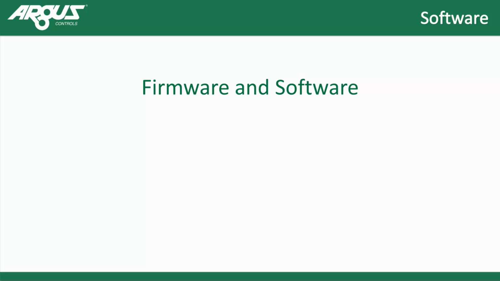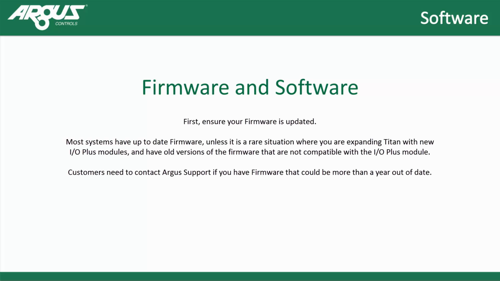Firmware and software. First, ensure your firmware is updated. Most systems have up-to-date firmware, unless it's a rare situation where you're expanding Titan with new IO Plus modules, and have old versions of this firmware not compatible with the IO Plus module. Customers need to contact Argus support if you have firmware that could be more than a year out of date.